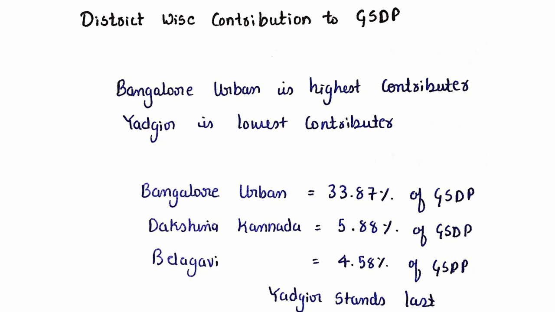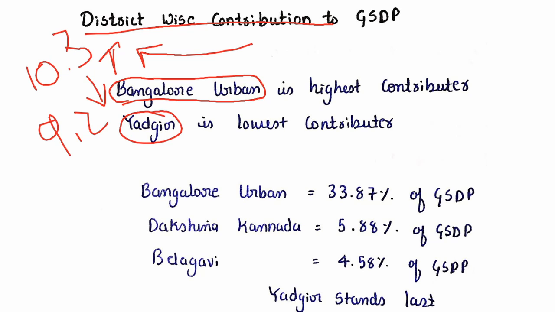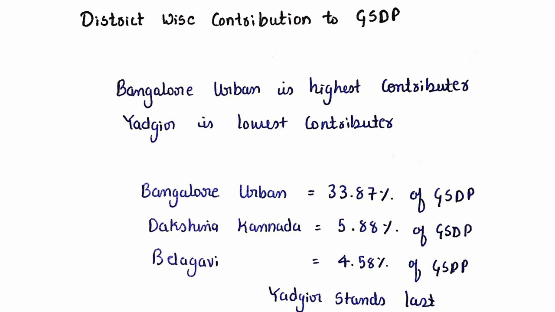Lastly, sir, the GSDP was 10.3% whereas NSDP was 9.2%. Now we will see district-wise contribution to the GSDP, like which district has contributed highest and which district has contributed lowest. The per capita income of many of the North Karnataka districts is not even close to the state's average. And when it comes to district-wise contribution, Karnataka urban was the highest contributor, whereas Yadgir in Hyderabad Karnataka region was the lowest contributor. So Karnataka urban is the highest contributor, Yadgir is the lowest contributor.